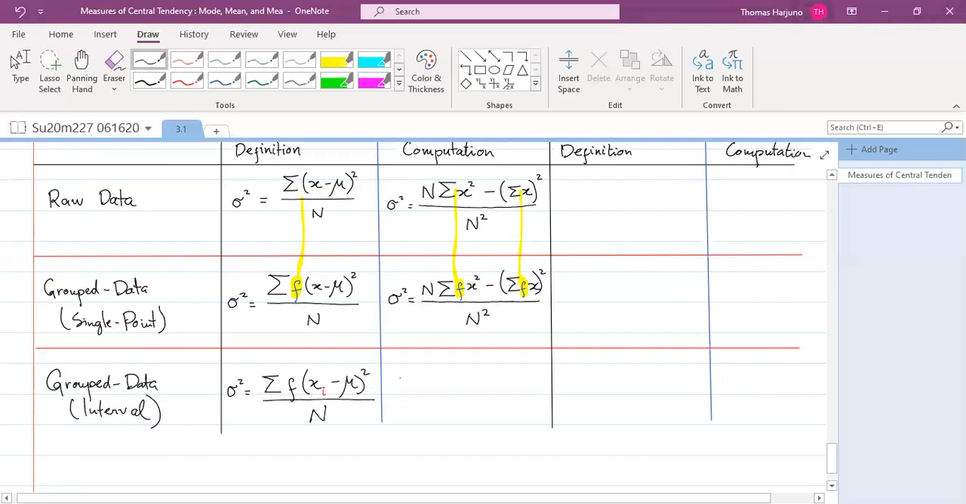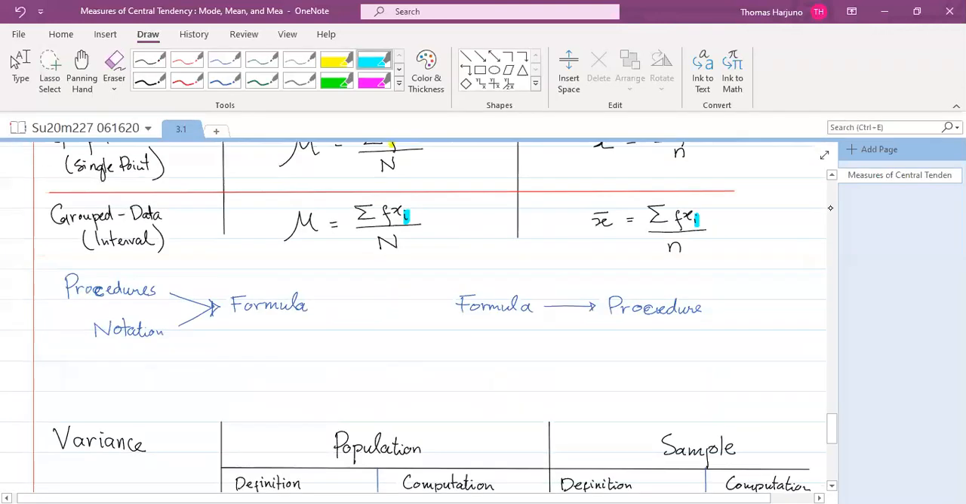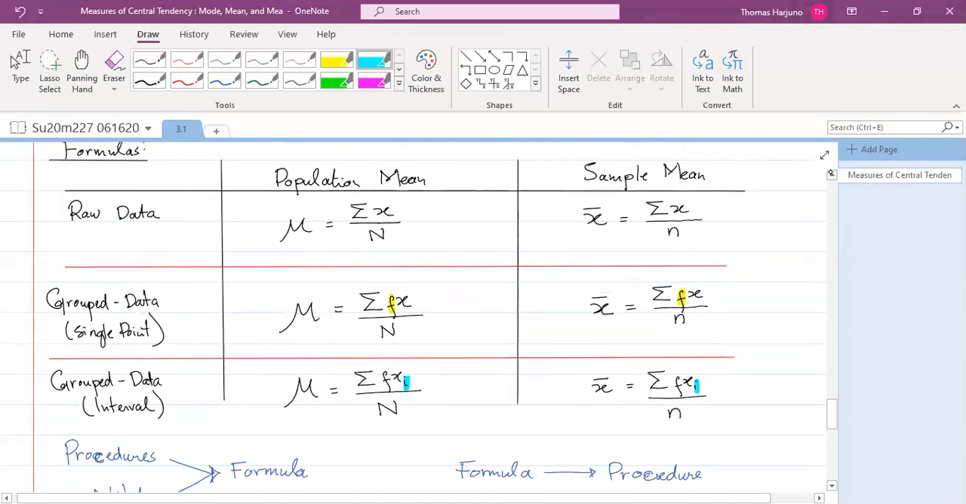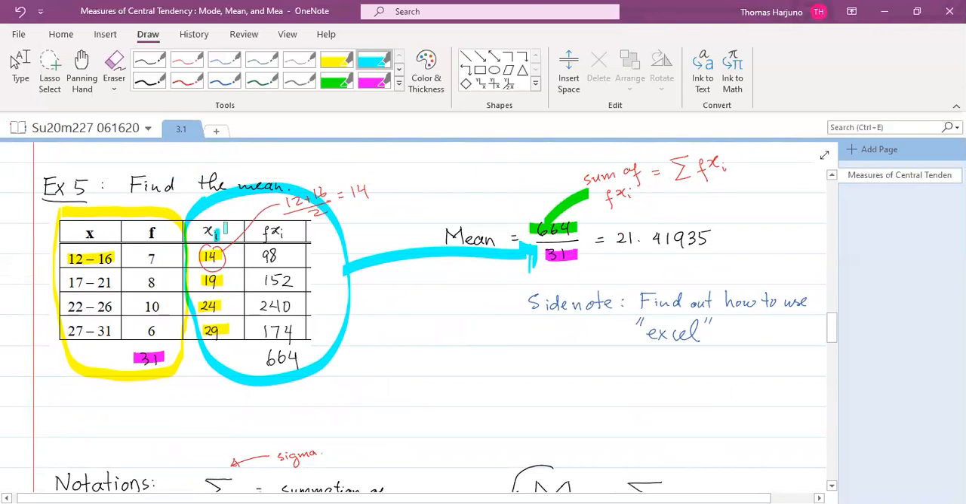And for this one here, sigma squared equals n times the sum of F X with subscript i squared, minus the square of the sum of F X i, over n squared. Okay, so let me put a note here. The i goes after the x because that's the midpoint of the interval. Let's go back even here, right? This x i represents the midpoint of that interval.